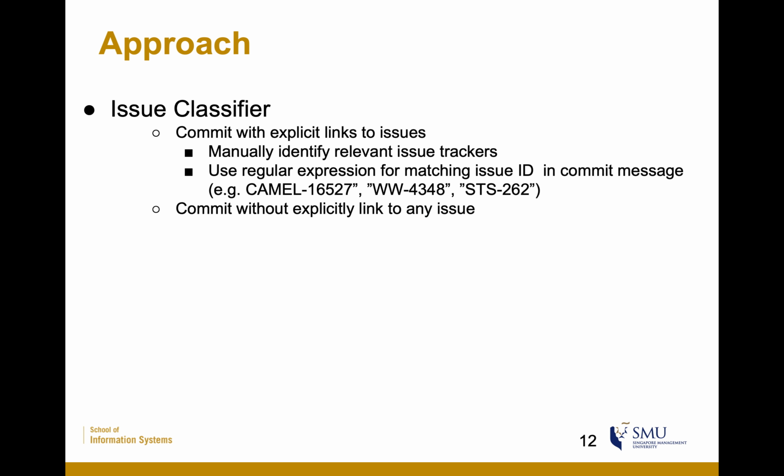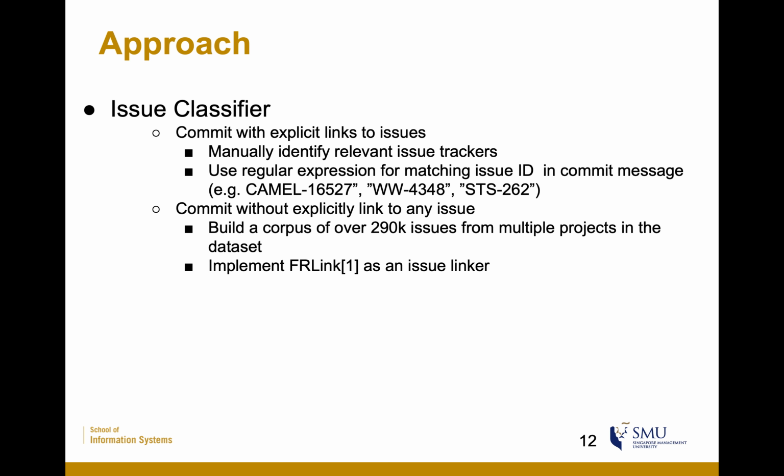For commits that have no link to any issue, we link each commit to the best match issue in our issue corpus of 290,000 issues collected from multiple projects in the dataset. Using our issue linker, we selected FR-link for each commit issue linking due to its simplicity and ease of implementation.